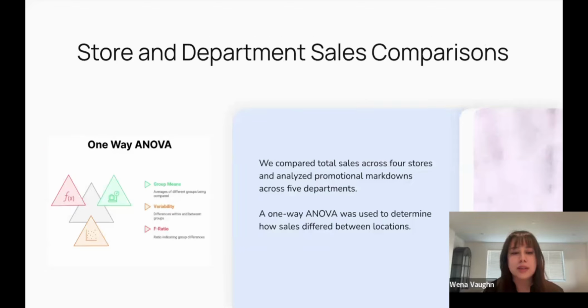Store and department sales comparisons. Next, we compared sales across stores and promotional markdown magnitudes across departments. To determine whether sales differed significantly between stores, we conducted a one-way ANOVA in SPSS. An ANOVA allows us to determine statistically significant differences between groups to identify discrepancies that will influence our business decision making.